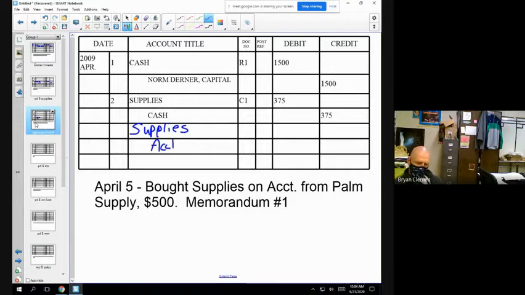Then, accounts payable, Home Supply. Right. Questions anywhere? Straightforward.